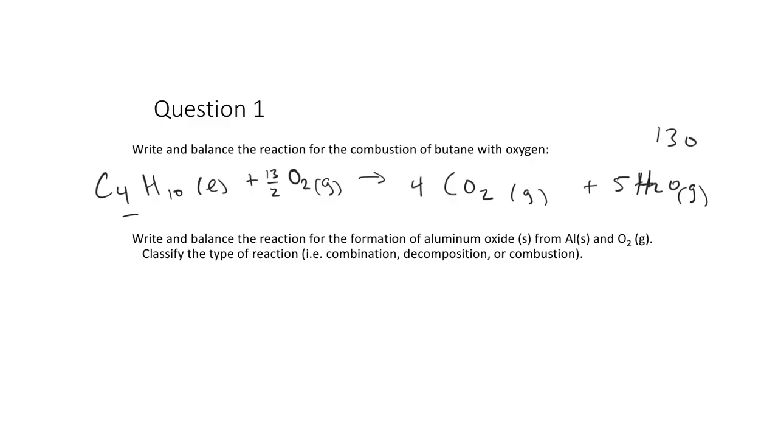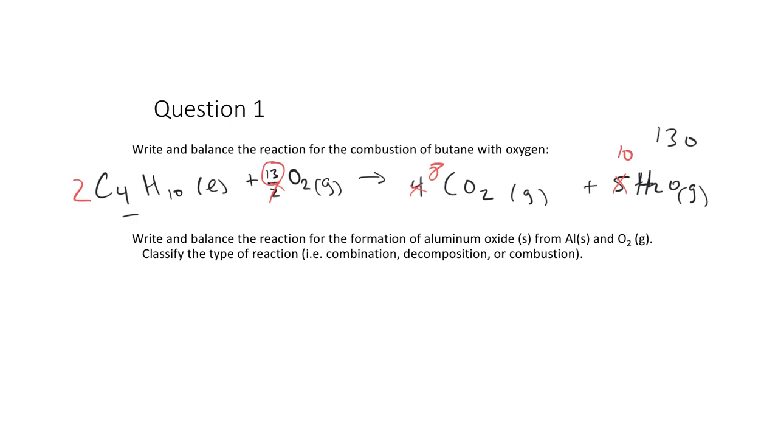So how about I double the coefficients of all these species? So go to 2, 13, 8, and then 10. A quick double check: 8 carbons on both sides, 20 hydrogens on both sides, and 13 times 2 is 26. 16 and 10 make 26, so 26 O's on both sides of the reaction.